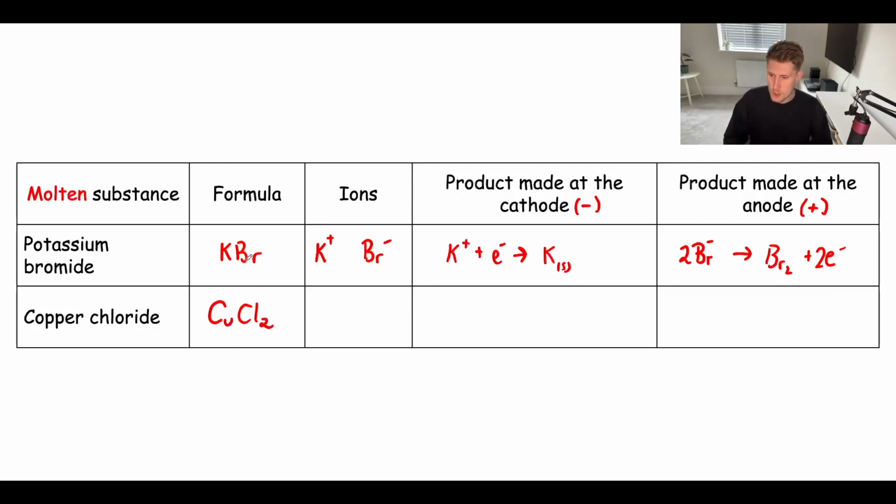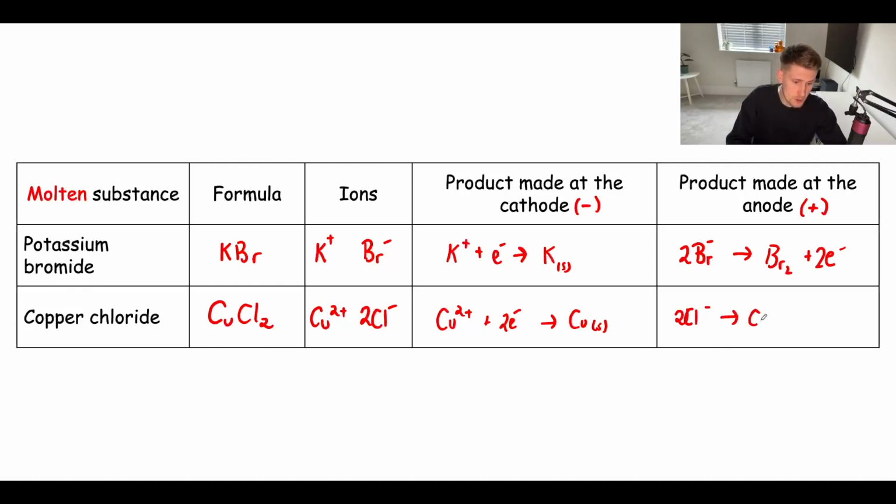Copper chloride. Well, copper chloride forms the ions Cu2 plus and 2Cl minus. Remember, you've got a little 2 here, so that means we've got 2 Cl minus ions. The copper will go to the cathode, and that will gain 2 electrons because it's a 2 plus ion. And there you'll have copper solid forming. And on the other side here at the anode, you're going to have your 2 Cl minus ions, both losing an electron to form chlorine gas.